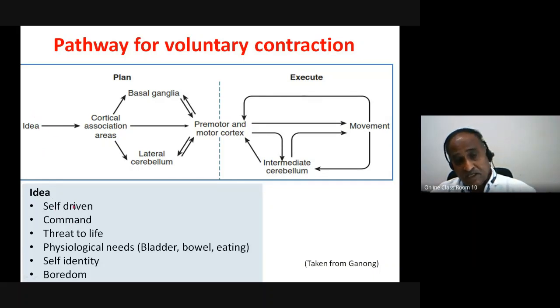Self-driven means, look here, you all gathered around 4 o'clock and logged in. That itself is a voluntary action. That is self-driven. You came because you wanted to learn and attend the lecture. That is the motivation or driving force, either self-driven or driven by an external force. The external force is what I asked. All these things produce a command line. These are the two things for voluntary action.